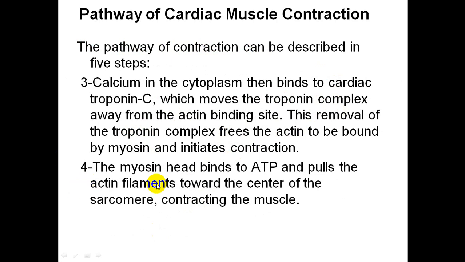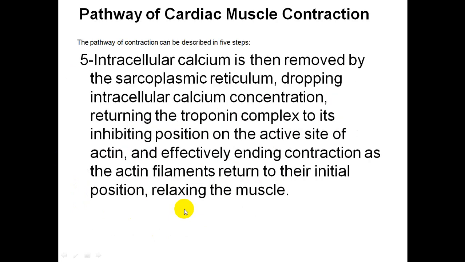The fourth phase is the myosin head binding to the energy molecule adenosine triphosphate and pulling the actin filament toward the center of the sarcomere, contracting the muscle. In the fifth stage, intracellular calcium is removed by the sarcoplasmic reticulum, dropping the intracellular calcium concentration and returning the troponin complex to its inhibiting position. The head of the thick filament is released, ending the contraction as the actin filaments return to their initial position. This is what is called relaxation of the muscle.